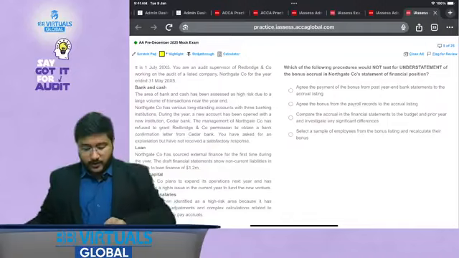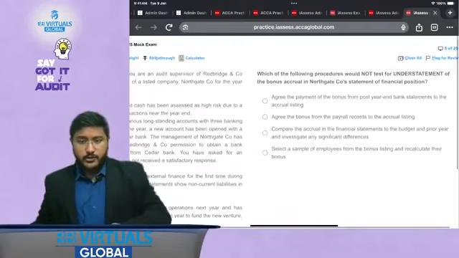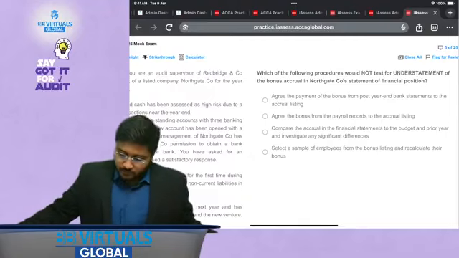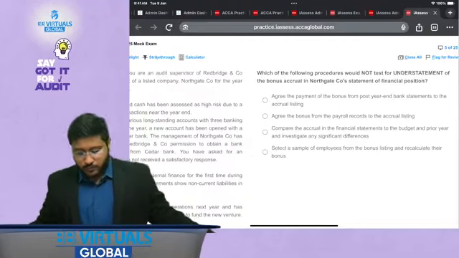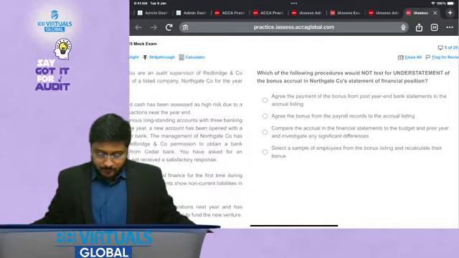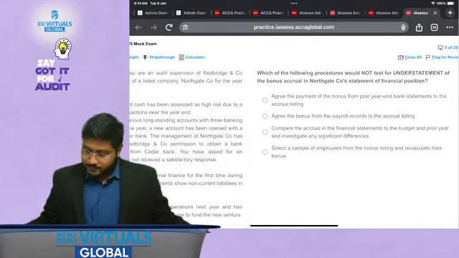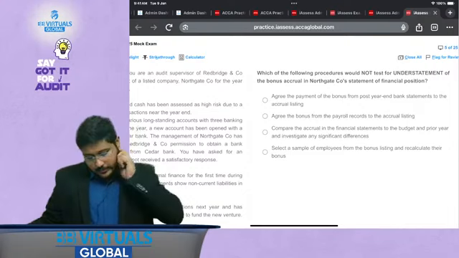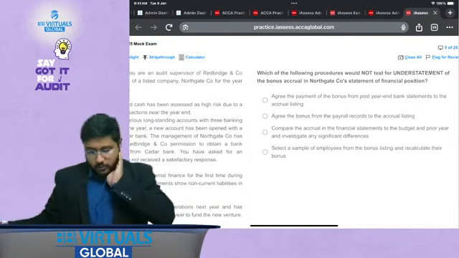Would not, right? This is important. Would not test for understatement of the bonus accrual in Northgate's company's statement of financial position. So agree the payment of the bonus from post year-end bank statements to the accrual listing. Okay, this could be one. Agree the bonus from the payroll records to the accrual listing.